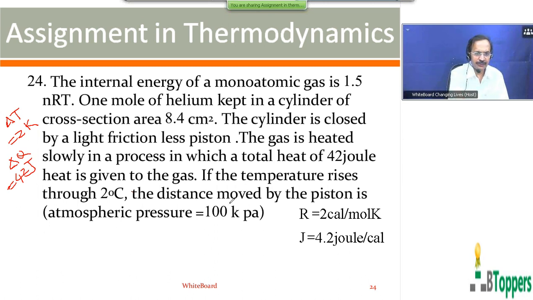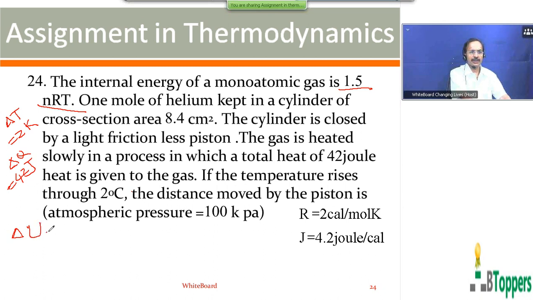To find the distance moved by the piston, you have to know the work done by the gas in the process, for which you have to apply the first law of thermodynamics. To calculate the work done by the gas, you first have to know the change in the internal energy of the gas. You are given the formula for internal energy of the gas. Even if you are not given this formula, you should be able to calculate the change in energy, with the number of moles denoted by n here.